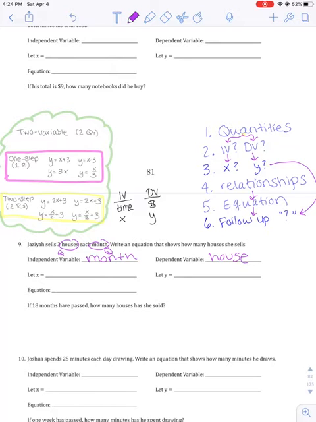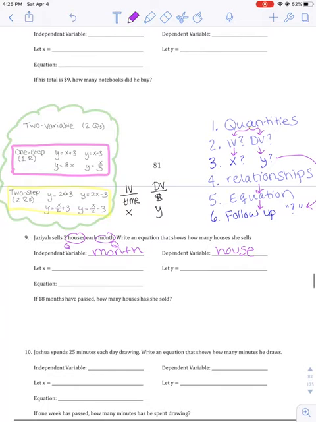So if she sells 4 houses, it has no control over the independent variable months. If she sells 4 houses, it doesn't mean that extra months have passed. So months can't depend on houses. But each month that passes, she sells 3 houses. So months control the houses. The houses depend on the months. I think that makes sense. So my gut feeling was correct.